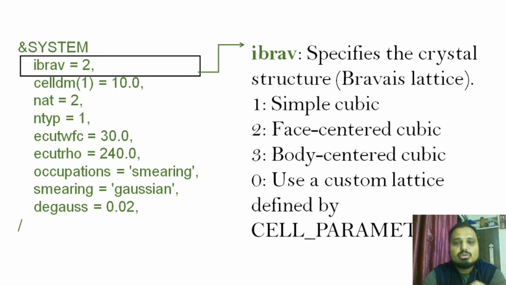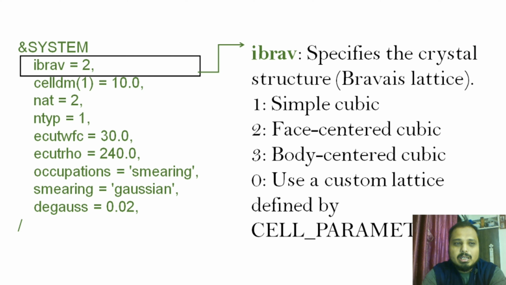If I write ibrav equal to 1, it is simple cubic. If I write 2 over here, I am defining my system as face centered cubic. For 3 it is body centered cubic. For 0 it is a custom lattice and it is defined by cell parameter. Visit the Quantum ESPRESSO input structure file, and here you can see all the file structure.